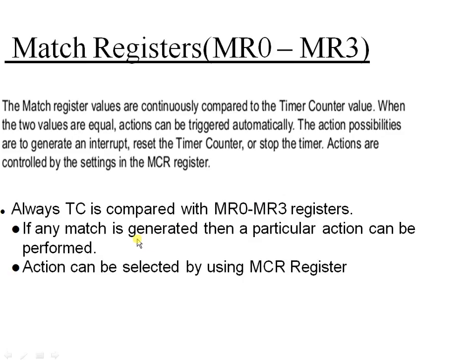So we can perform a particular action whenever this TC is identical to any one of these match registers. Okay, and that action can be selected or specified by using one register, that is MCR register, match control register. Okay, so TC is always compared with MR0 to MR3 registers, and if any match occurs, it means if TC value is similar or identical to any one of these match register values, then we can perform a particular action. Now that particular action is specified or selected by using match control register. Okay, let us see how to do that.